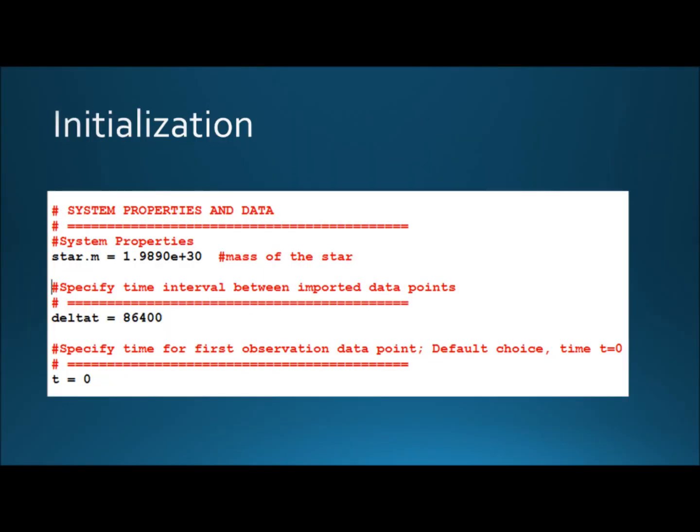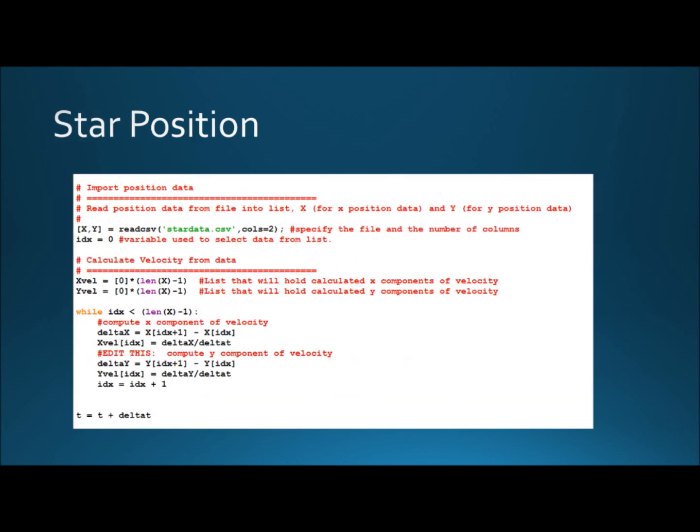First, the mass of the star had to be specified. This was a known value. The time step, delta t, was also specified, and we had to identify that the time at which the program starts is at 0 seconds. The recorded positions of the star were imported as shown here. This data was used to calculate the velocities between each point.